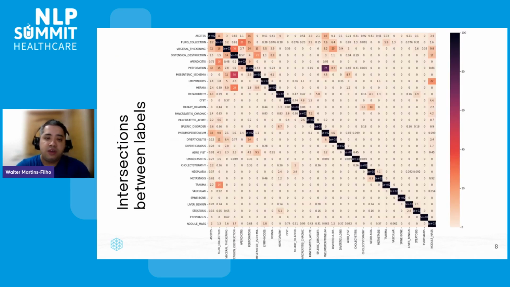And when we're looking for intersection between these labels, we see that some classes are more related to one another, like trauma. Trauma, as I say, there is a car crash, you have a fluid collection. So some water, blood, maybe other types of fluid can be inside and between the organs. So there is a 24% intersection of similar sentences between these two labels.